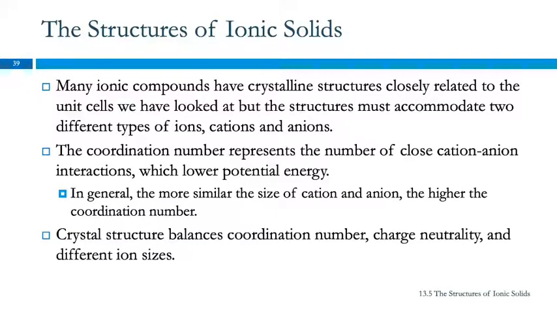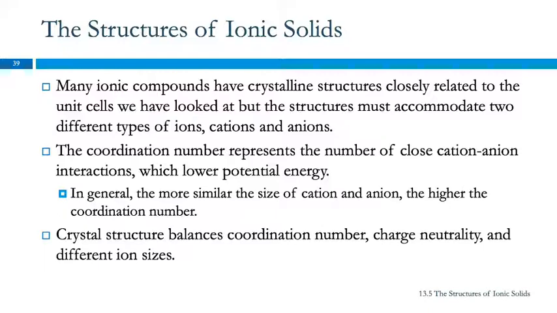Okay, ionic solids. The ionic compounds have crystalline structures that are going to be related to the unit cells that we talked about, but because we have two kinds of ions, cations and anions, instead of just one, it gets a little more complicated. The coordination number here represents the number of close cation-anion interactions, which would lower the potential energy.